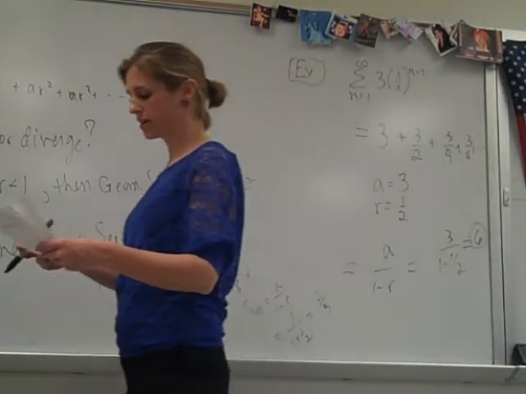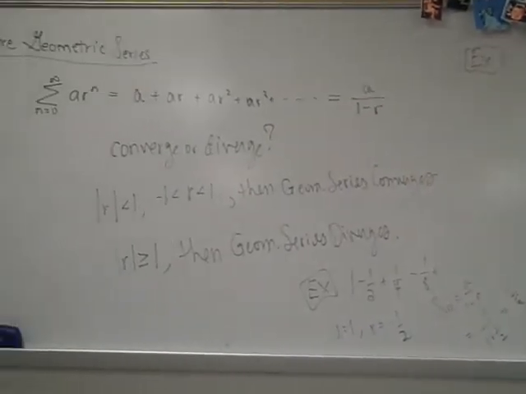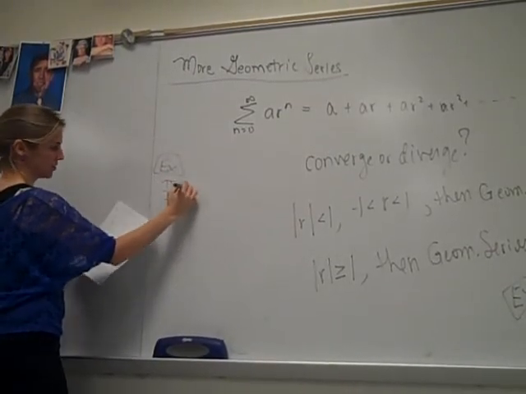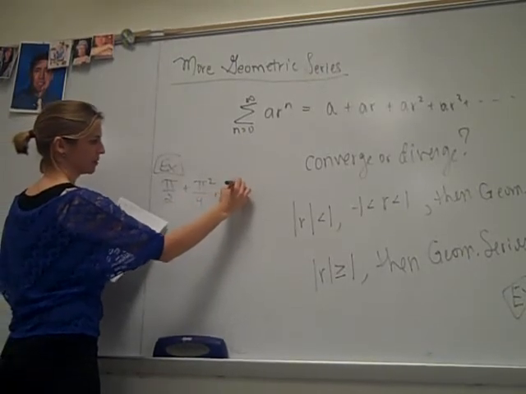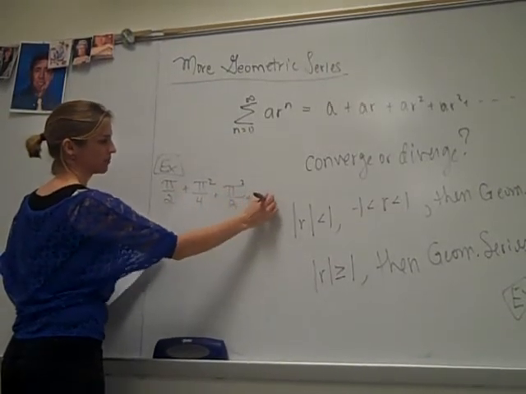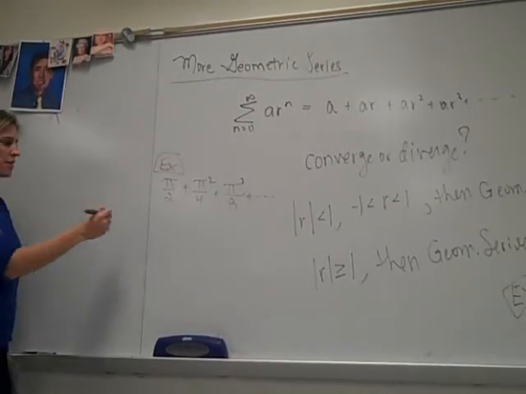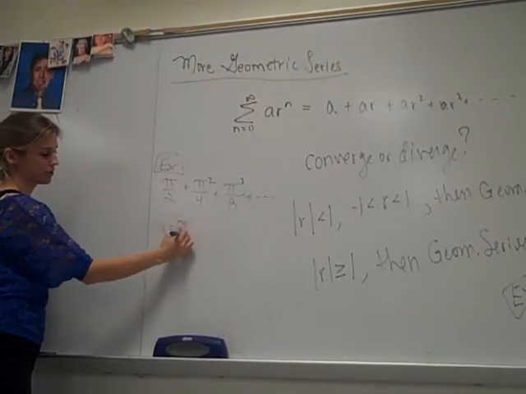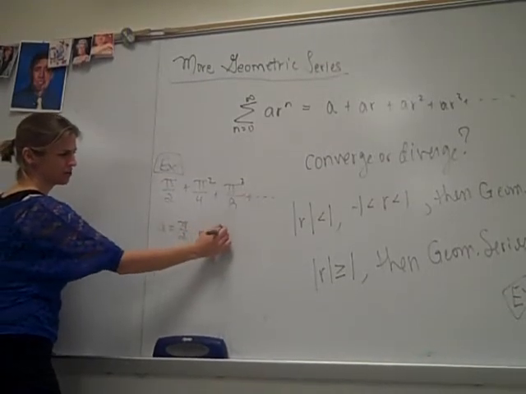Alright, and then you might see another one. I'm not erasing this because I'm going to go back to it in a second. Pi over 2 plus pi squared over 4 plus pi to the 3rd over 8 plus and so on. This is another series. The first term is pi over 2. The multiplier is what? Pi over 2. Also pi over 2.